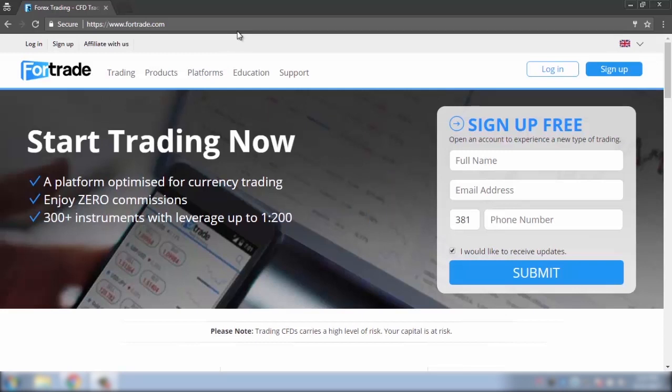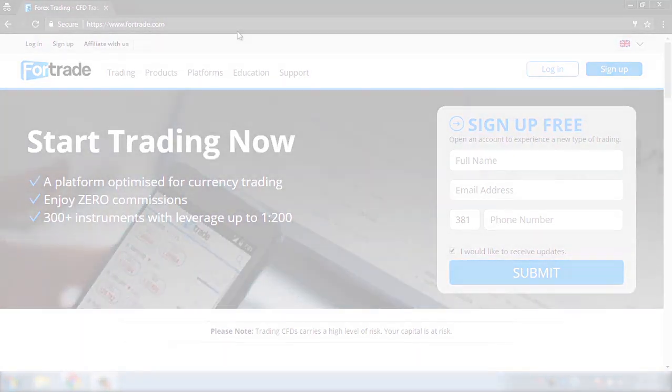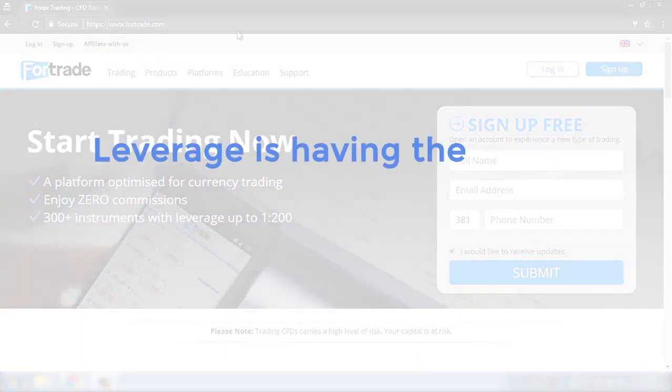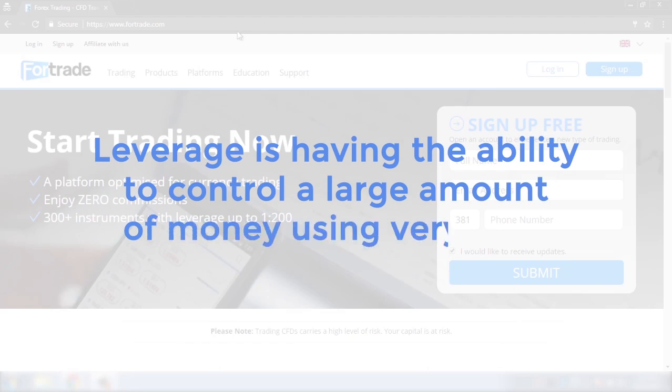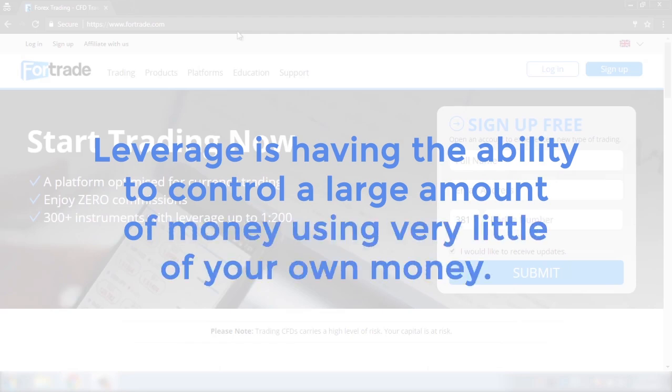Today I'm going to be explaining what leverage is. Leverage can seem difficult to understand, but it's not as complicated when you understand the basics. Let's start with our own simple definition, which applies to Forex and investment. Leverage is having the ability to control a large amount of money using very little of your own money.